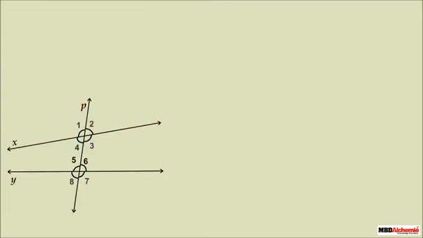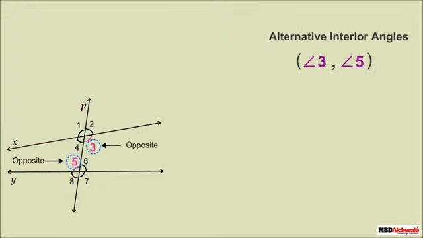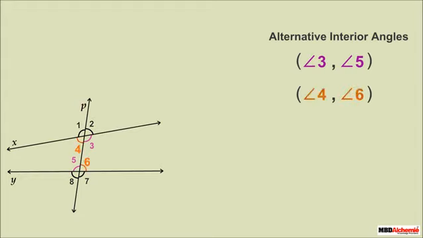Look at another pair of angles, that is 3 and 5. These are called alternate interior angles as they lie on opposite sides of the transversal line, as well as the pair of angles lie in the interior part of the two straight lines x and y. Can you suggest another pair of alternate interior angles? Another pair of alternate interior angles is 4 and 6.